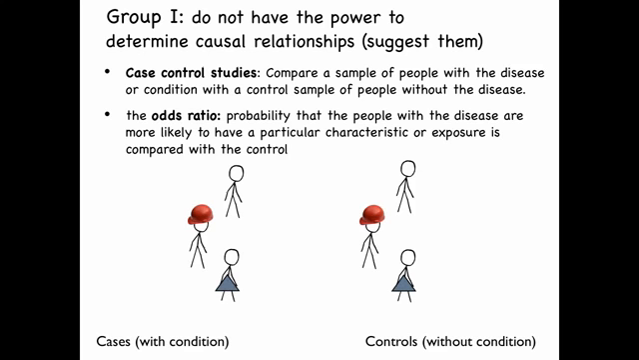The odds ratio would be the probability that the people with the disease are more likely to have a particular characteristic or exposure compared with the control. So, for example, we might find out from this that all the cases have a particular characteristic here, a green face, and the controls do not. And so we can draw some inference there. This is particularly good for looking at rare diseases or potential genetic mutations. And this is where some of the really new innovative research for genetic causes of diseases has come from.